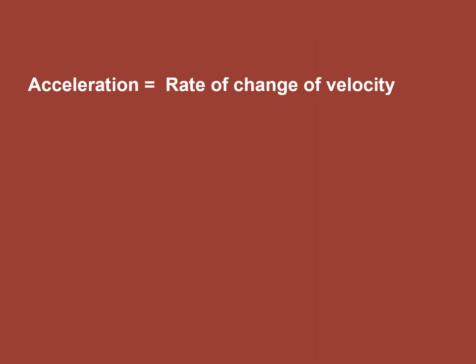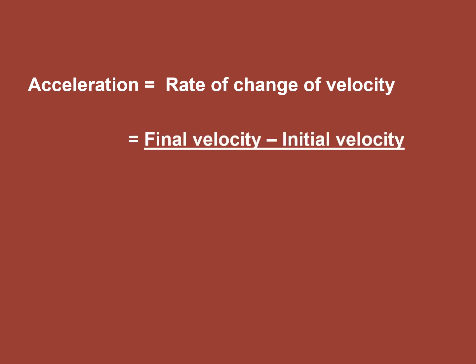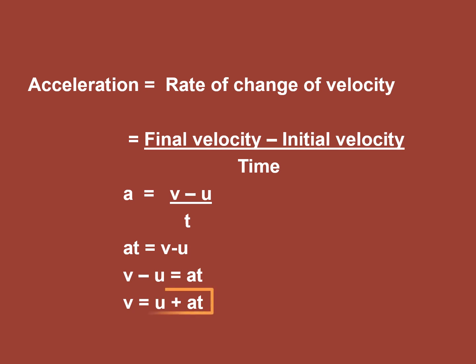Substitution method: you must already know acceleration is the rate of change of velocity, or we can write final velocity minus initial velocity over time taken. In terms, it becomes A equals V minus U over T. Taking T to the left hand side, it becomes AT equals V minus U. Rearranging, we get V equals U plus AT, our first equation of motion.